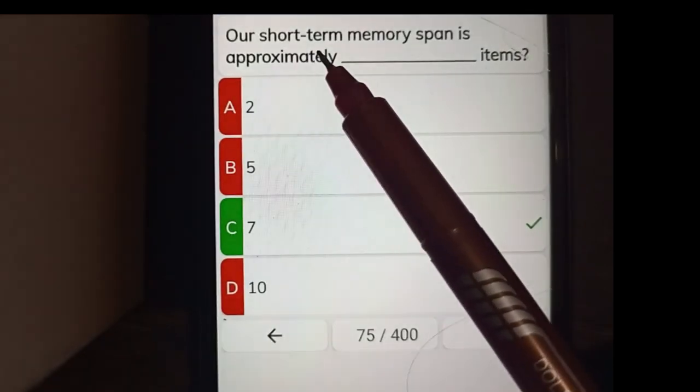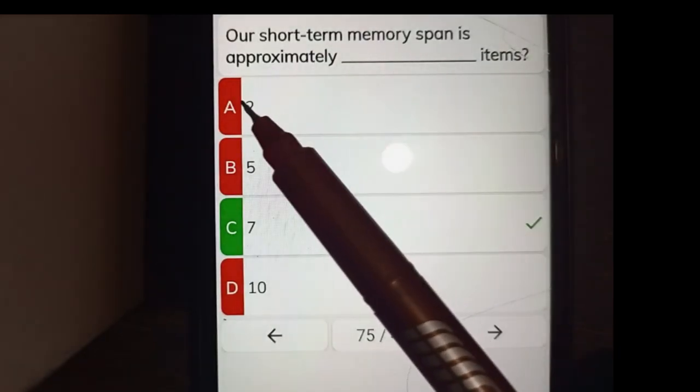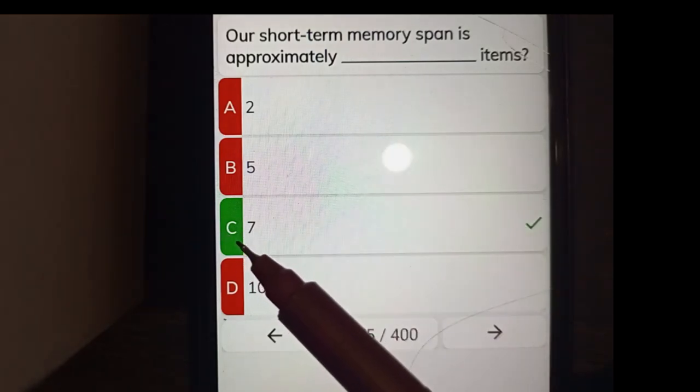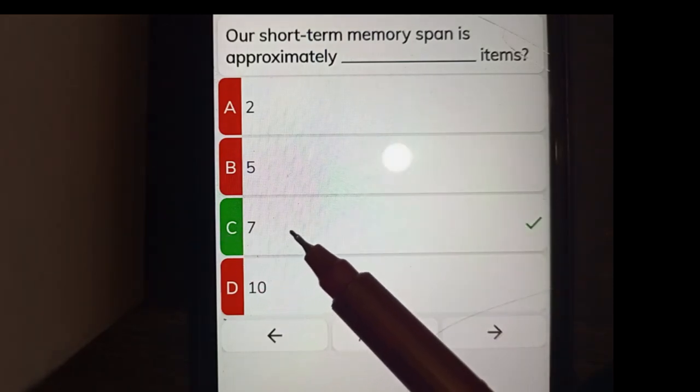Our short-term memory span is approximately dash items. The C answer is correct, 7 items.